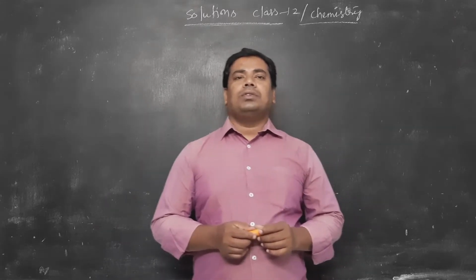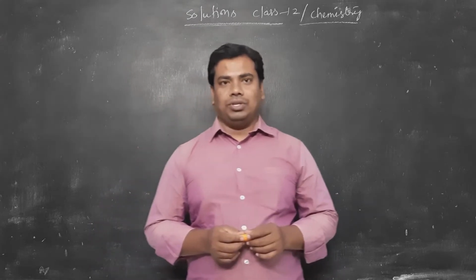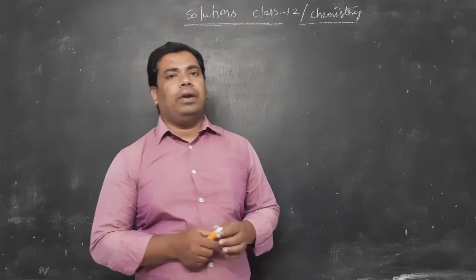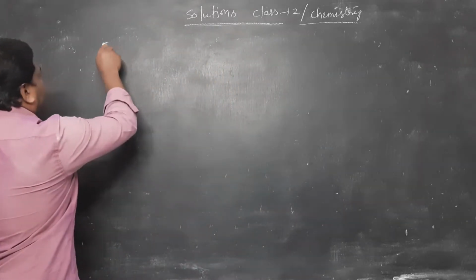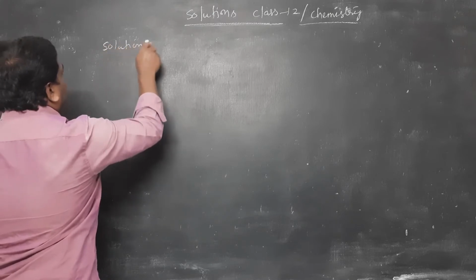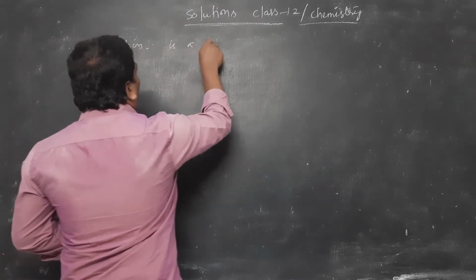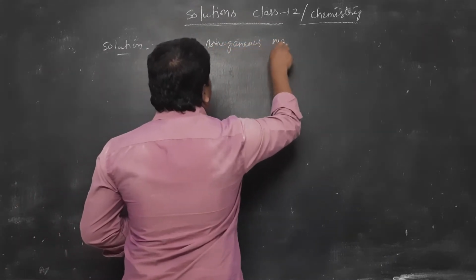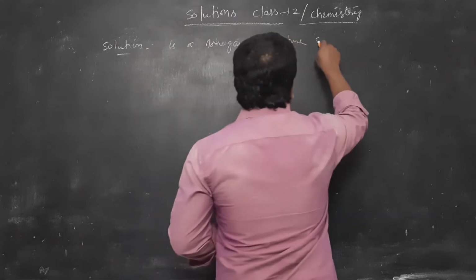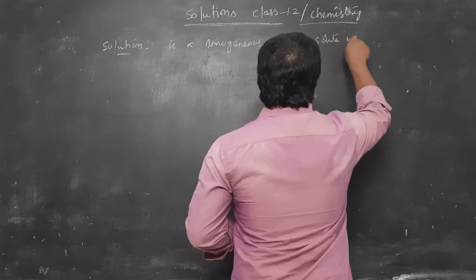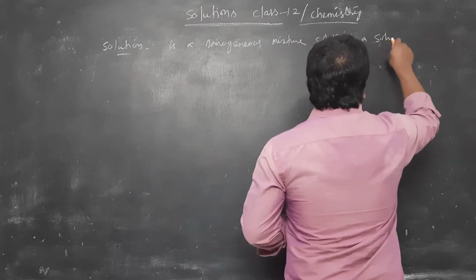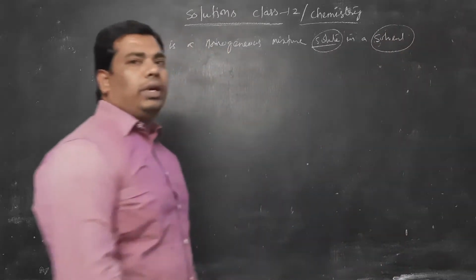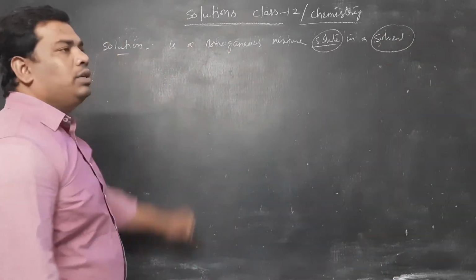Okay. So first of all, we will discuss what is a solution. A solution is a homogeneous mixture of solute in a solvent. How can we define a solution? A solution is a homogeneous mixture of solute in a solvent. So here, solute in a solvent, we can call it a solution.